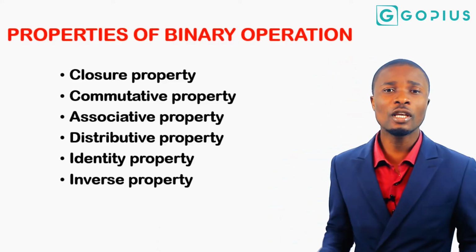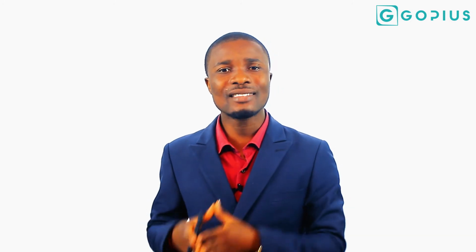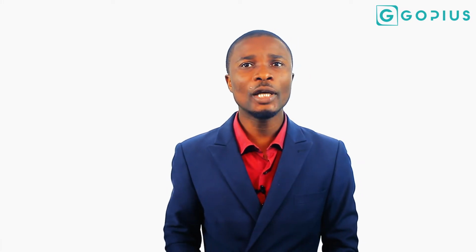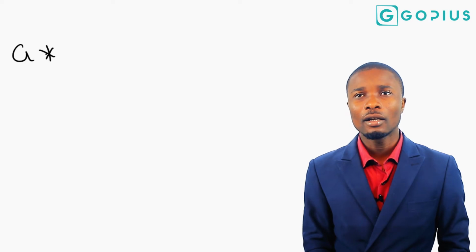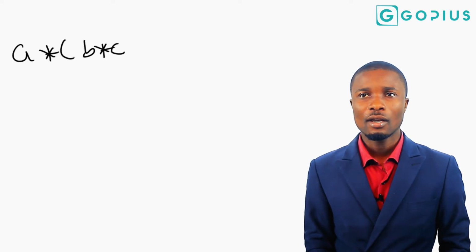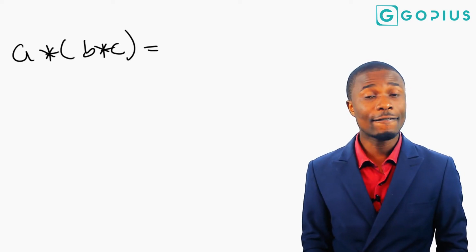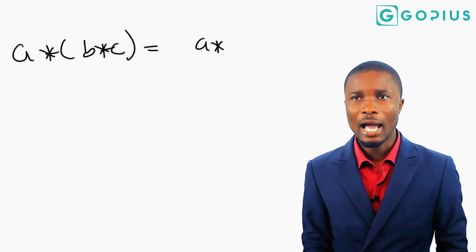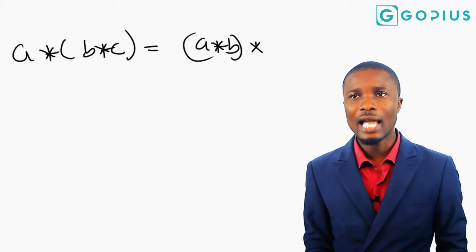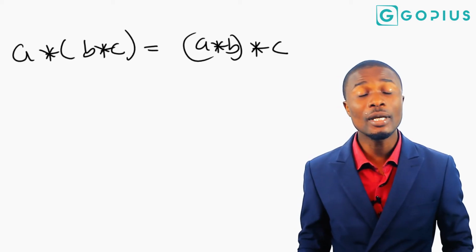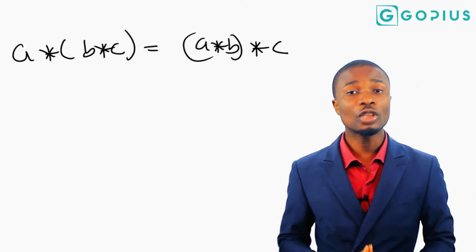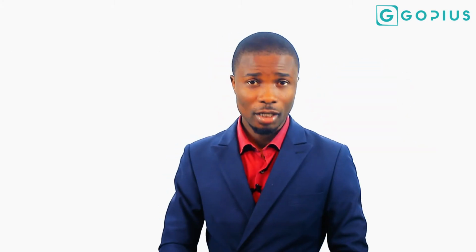Of course, associative is when you have A star into B star C, and it's the same thing as, I think I explained that, but let me do it again. If my binary operation is star, so I have something like A star into B star C, and this equals, I take the first two elements first, A star B, then finally star C. If this answer gives me the same thing, then that operation is said to be associative.